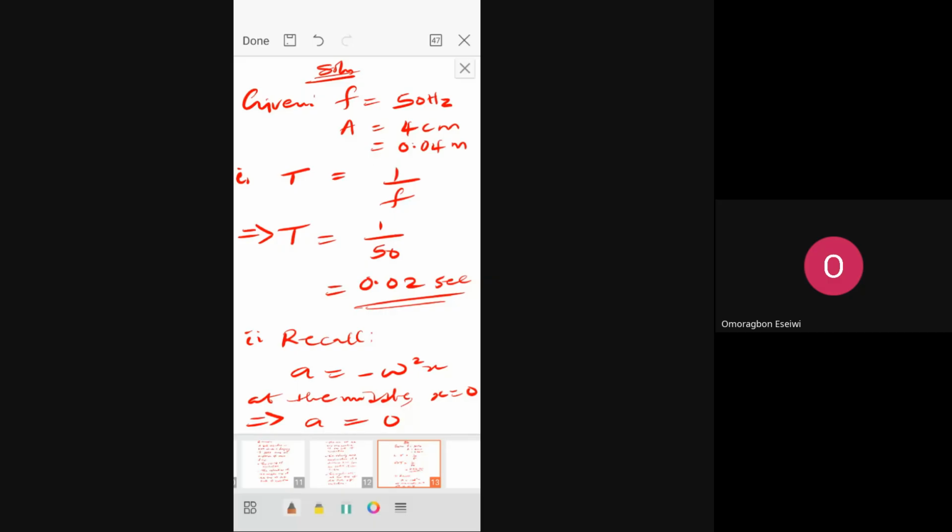So sorry about that. So acceleration is simply 0. And if you like, you can put the unit, meters per second square, which is very, very important. In fact, put the unit, it's very important. So that is that for that. So acceleration at the middle is 0.